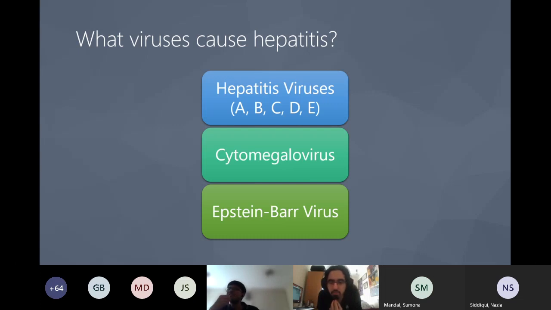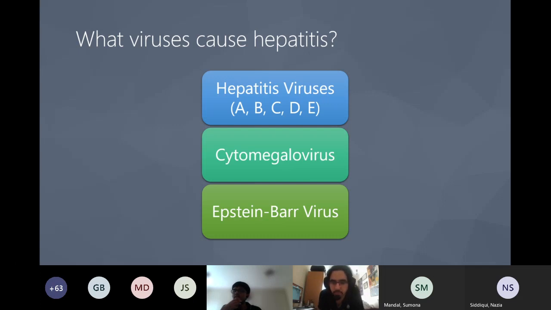Yes, so all of you have said a variety of different hepatitis viruses. So A to E can all cause hepatitis. Hepatitis A to E, I mean, it's in the name. But other common causes, which you've also said, are Epstein-Barr virus and cytomegalovirus. Those are the three big virus groups that cause hepatitis in this country.